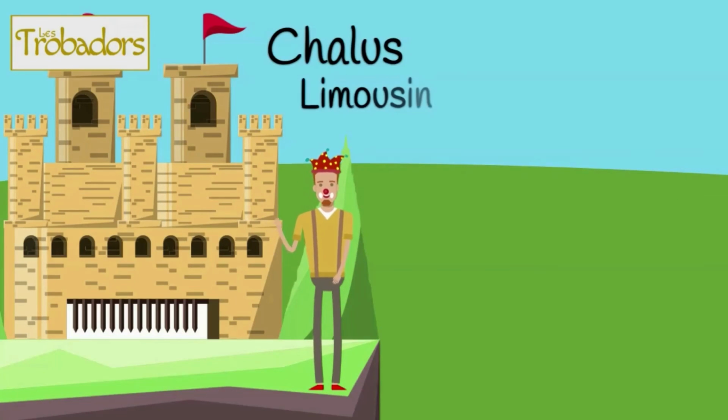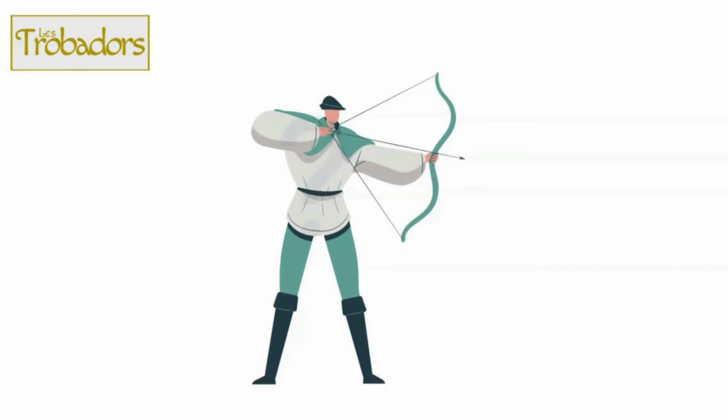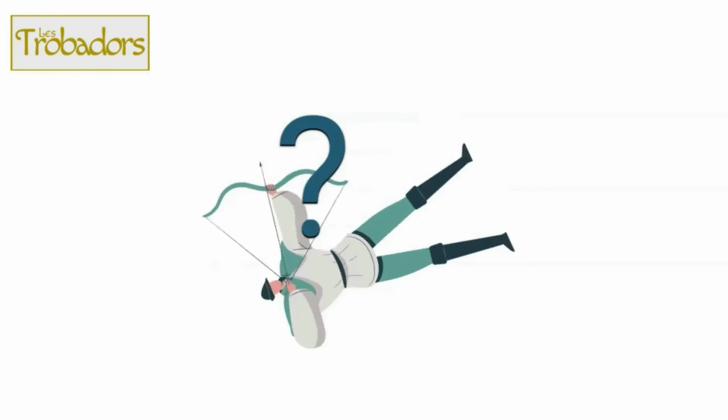The Count of Chalus, in the Limousin, discovered a treasure, and Richard wanted it. Who killed Richard?